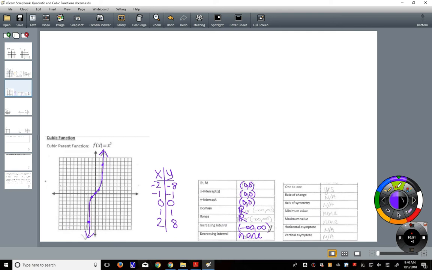And again, rate of change and asymptotes don't matter in this function, so you can cross them out if you have the note guide. If you don't have the note guide, you don't have to worry about those. Okay.